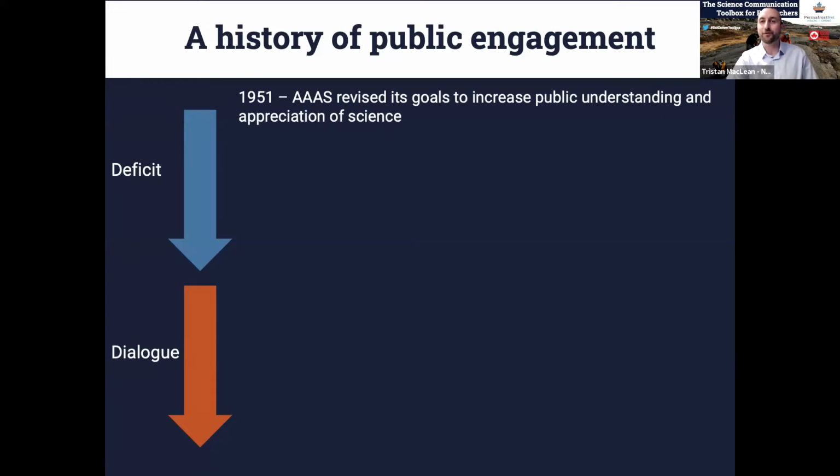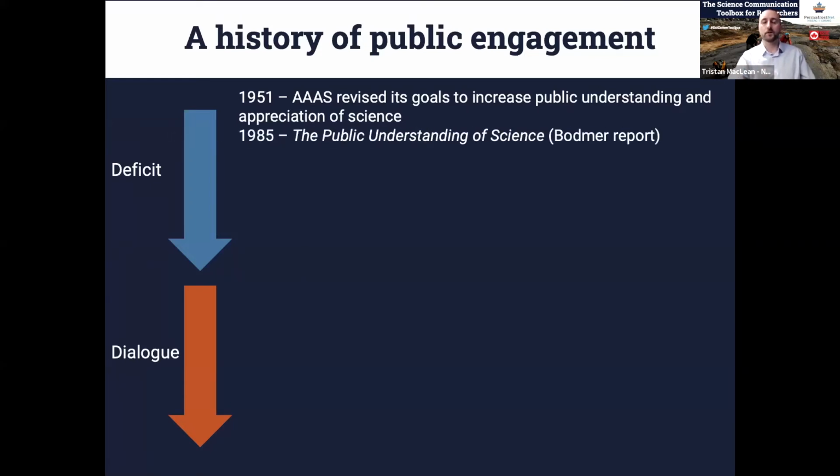Back in 1951, or 70 years ago, the American Association for the Advancement of Science revised their goals to increase public understanding and appreciation of science. And as you can see there, they use the term public understanding. And as I mentioned already, this was one of the older terms that was used to talk about the way people understood and thought of and interacted with academia and research and science. And this was just before the big push in America to get a man on the moon and all of the excitement that went along with those big scientific developments at that time that really got people in the US very excited about science and technology.